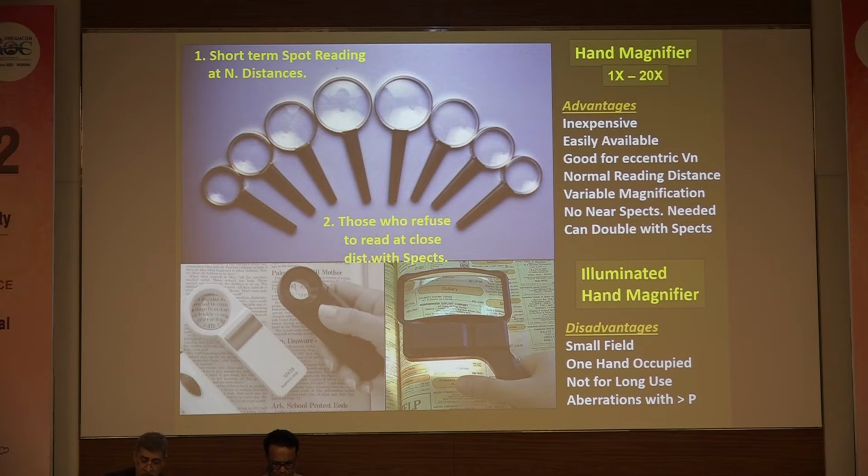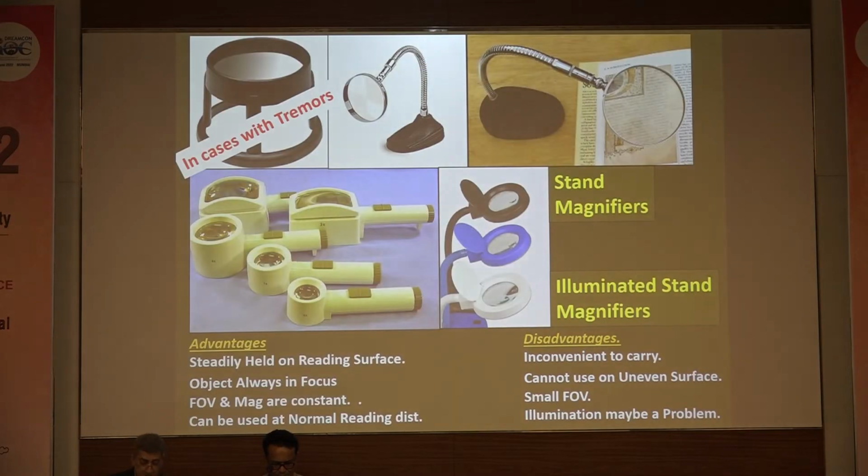Best part of these is low cost and easy availability, and they also work in patients with eccentric vision, where the central scotoma is very big. But they are not hands-free and have limited field of vision as usual, and not for patients with physical disabilities like tremors, arthritis, etc. So to overcome these limitations, we have stand magnifiers, and they are also very important in patients with reduced fields. They can also be self-illuminated types.